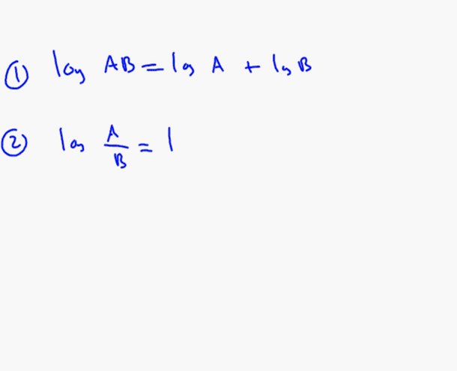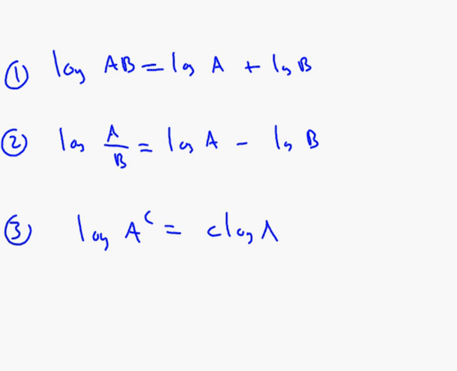Here's an old one. The log of a times b is equal to the log of a plus the log of b. We'll call that rule number one. Second rule, the log of a divided by b is the log of a minus the log of b. And then this one here, the log of a to the c power is c times the log of a. Now, these are the three most common rules for logs you'll see in most textbooks.